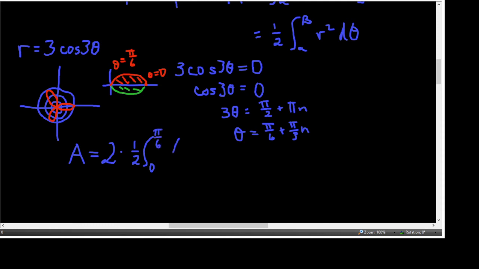R, which is 3 cosine of 3 theta, quantity squared, d theta.